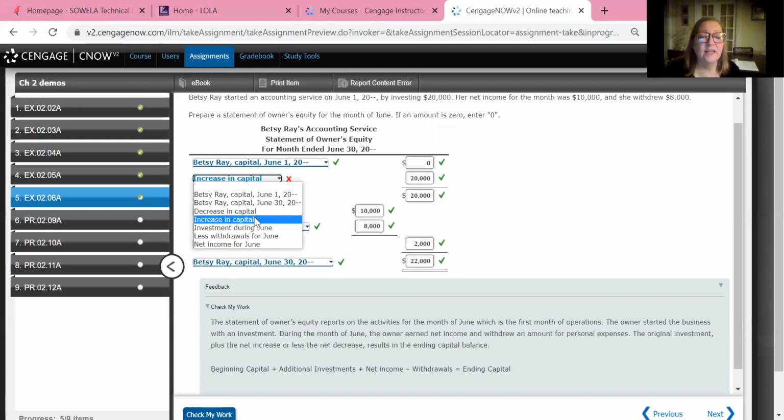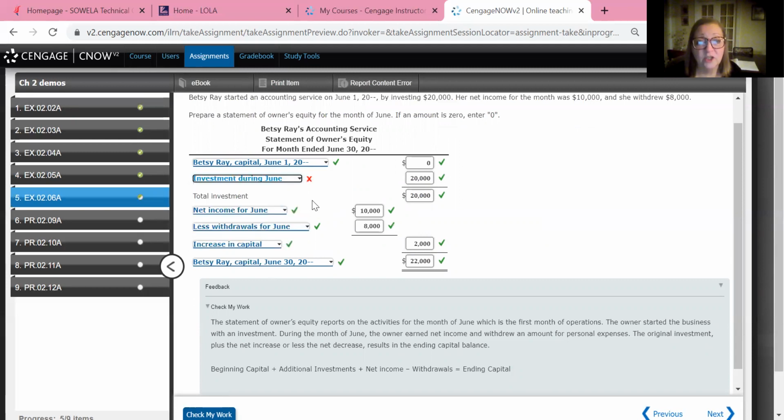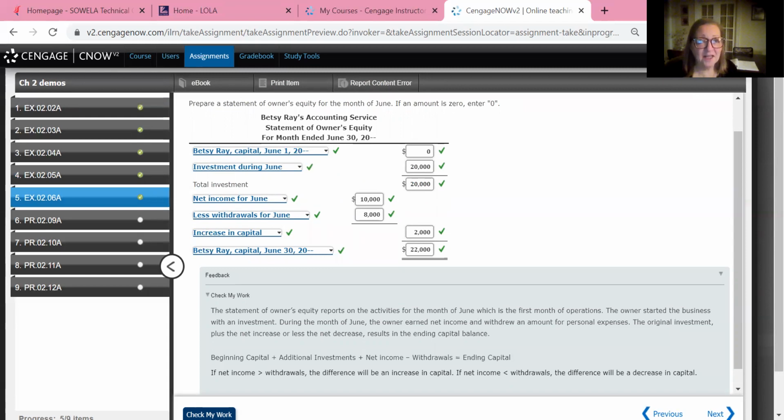Oh, rather than calling it an increase in capital, which it is, I was supposed to choose an investment during June. So this is actually really good experience to see me do something crazy too, because it's just normal. If you pick something that sounds close and it's actually still true, that's not what they were looking for. So that's why check my work is very valuable. So let's try again now. Yes, finally the check mark.